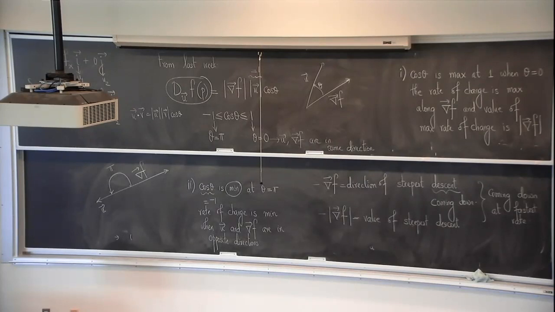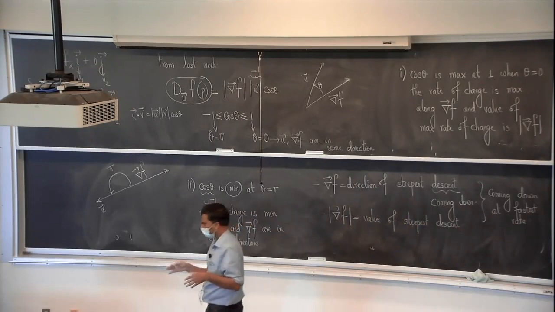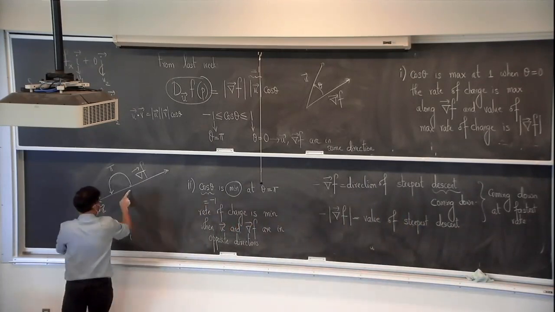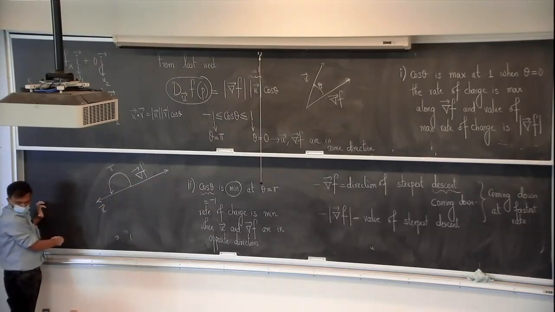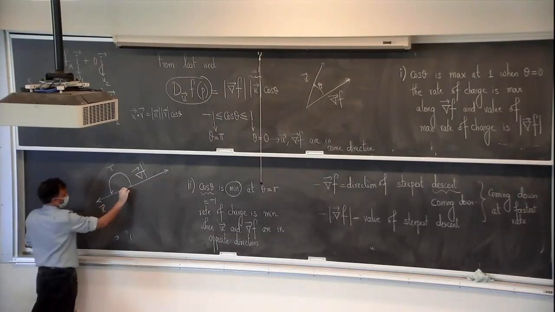What happens if you move perpendicular to the gradient vector? You're climbing the mountain, okay. This one says that you're going to reach the summit the fastest. This one says you're coming to the foot of the mountain the fastest. Okay. What happens if you move like this, at 90 degrees?